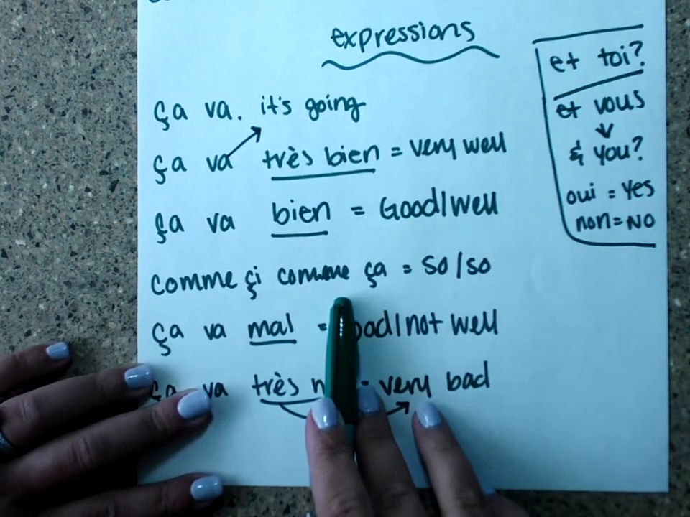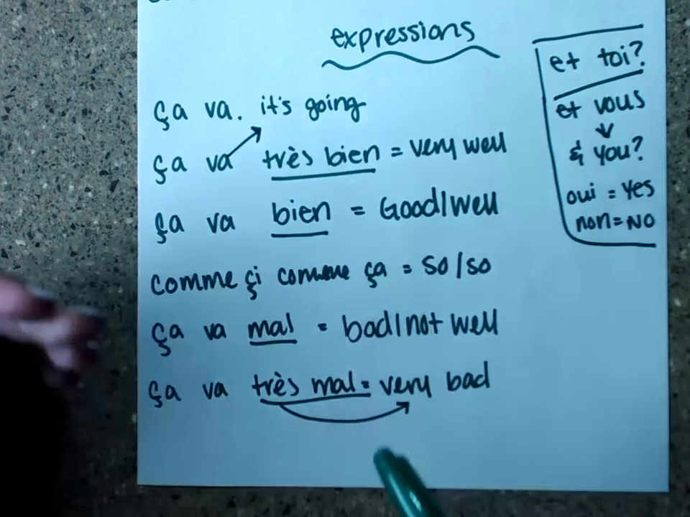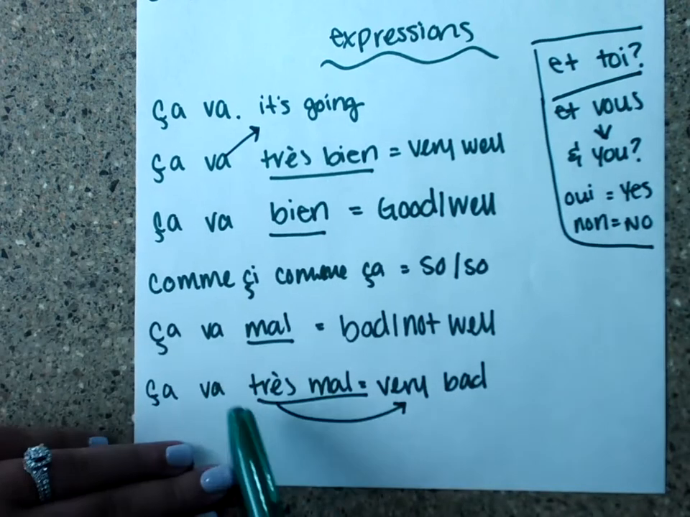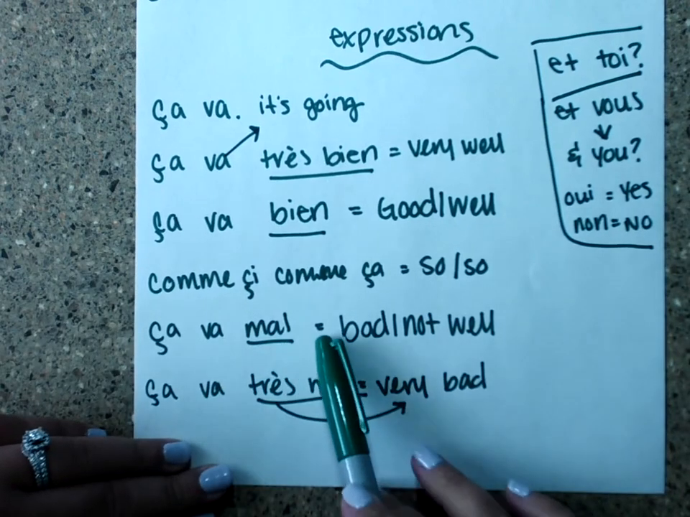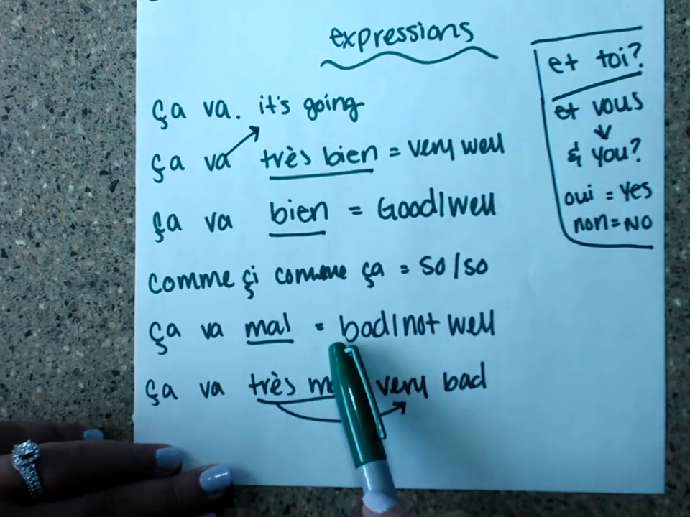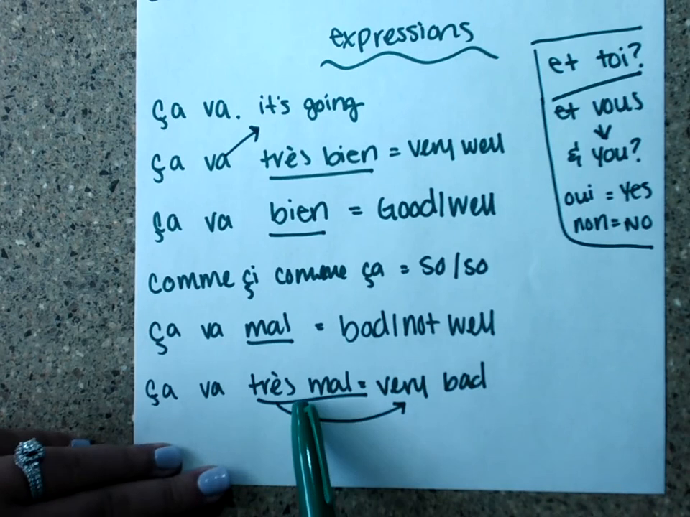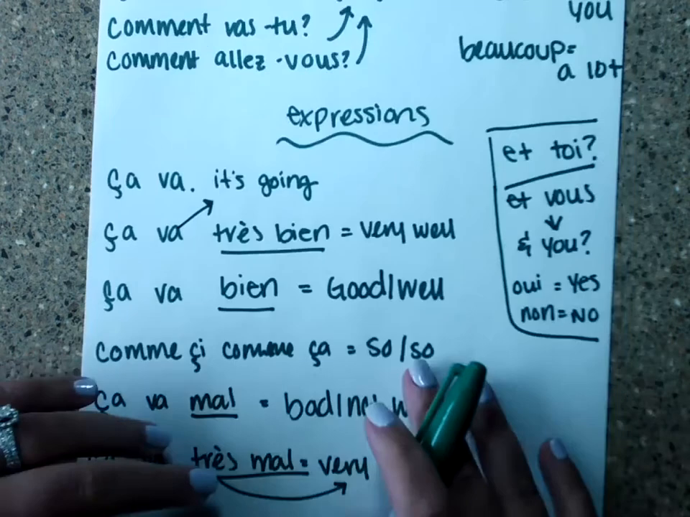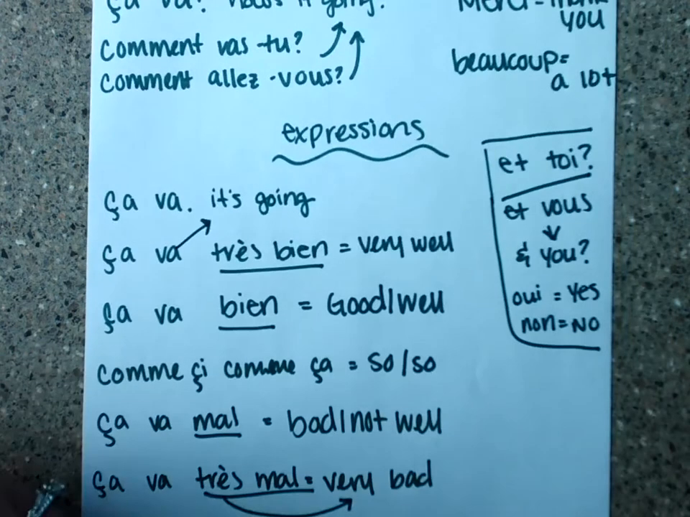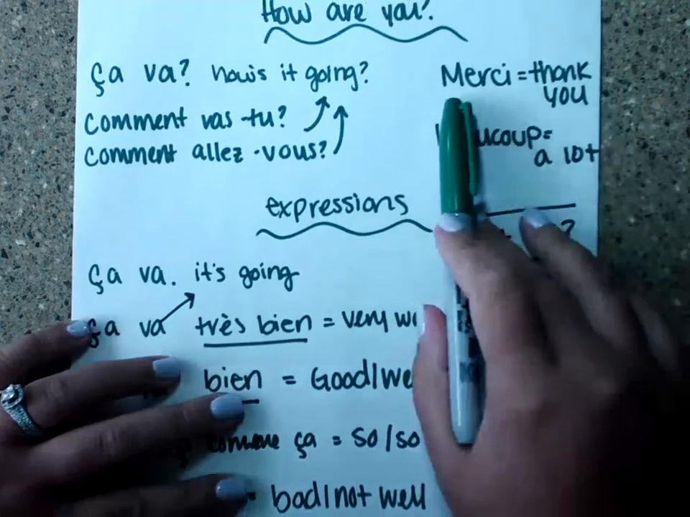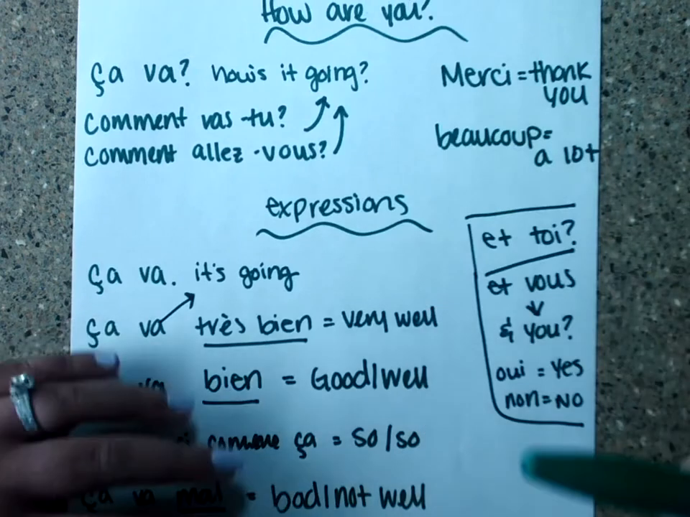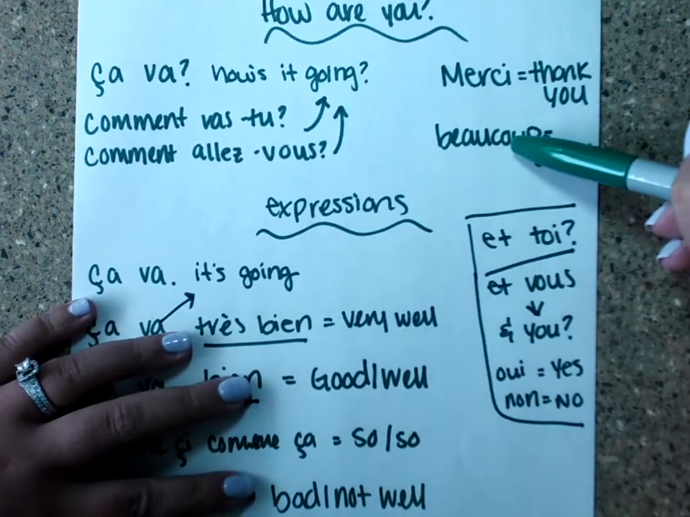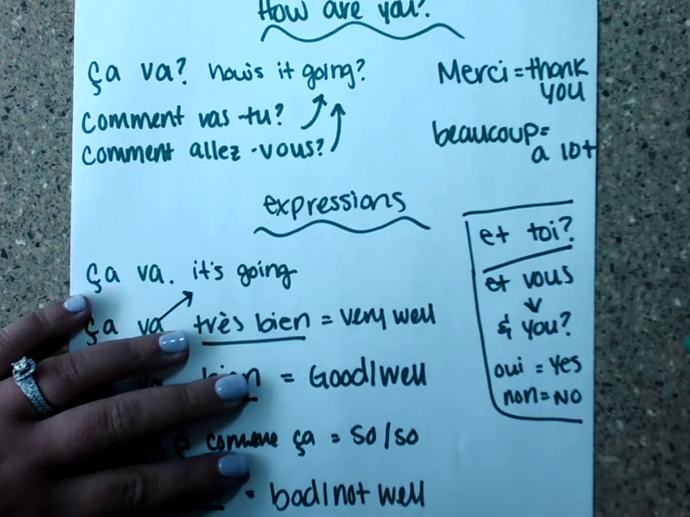Comme ci, comme ça means so-so, like you're neither good, you're neither bad. It's just in the middle. Ça va mal means it's going bad or it's not going well. Ça va très mal means I'm doing really bad or it's not going well at all. Then we want to thank them for asking us, so we say merci. If we really want to thank them a lot, we can say merci beaucoup, which means thanks a lot.